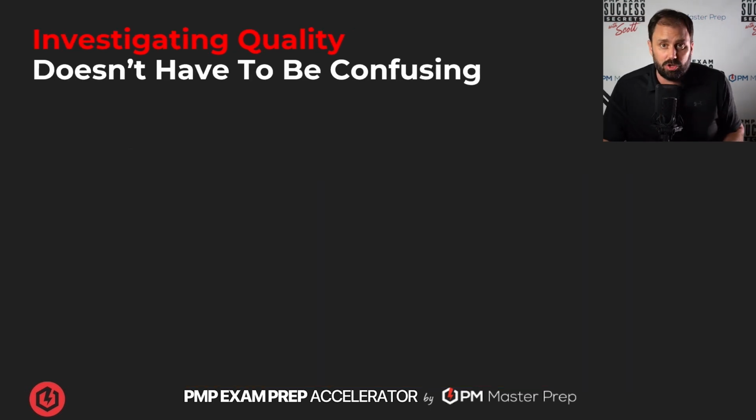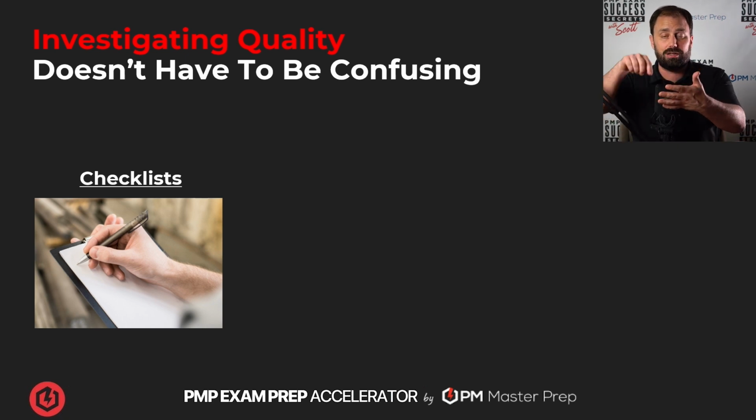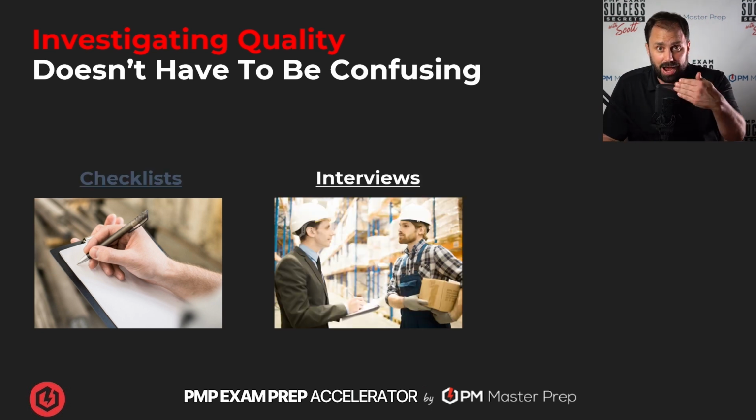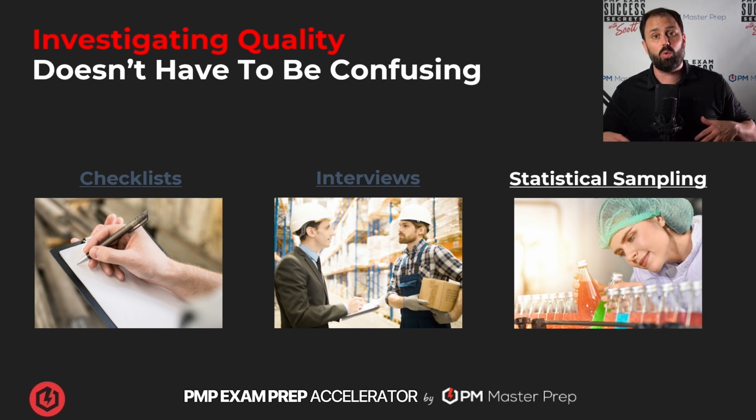It doesn't have to be confusing thinking about investigating quality. Some of the basic things we use is a checklist. Define what you want to measure, define what's critical, write it down, have the people check it off. Or interviews. How is it going? What have you done? Show me your process. Statistical sampling. It's just a way to look at quality in a very calculated way.